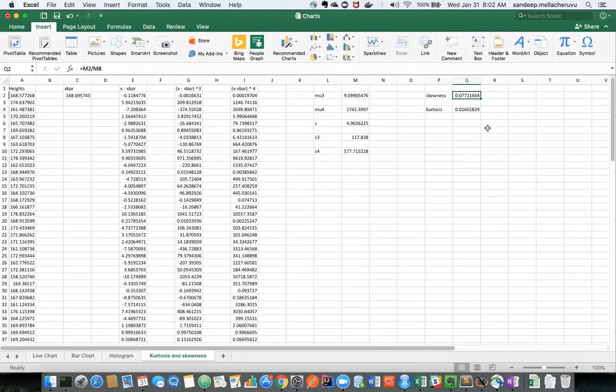Now what is the skew? Positively skewed. It's a little bit positively skewed. It's not much, right? It's very close to 0. And a little bit leptokurtic.